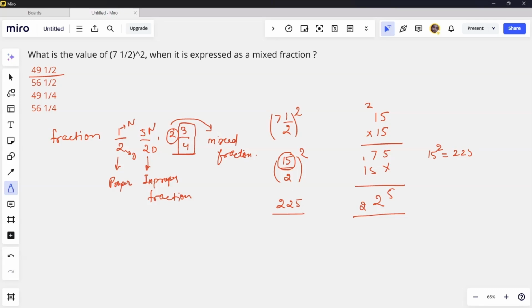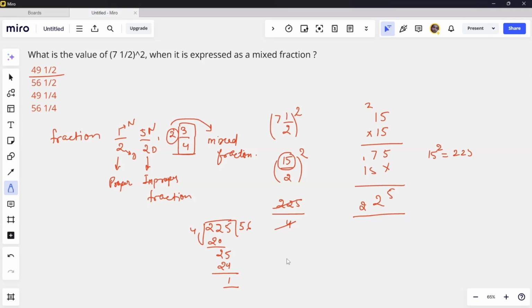And what is the square of 2? Which is equal to 4. So we will divide 225 by 4. 4 5s are 20, so 2 and 5, and 4 6s are 24.